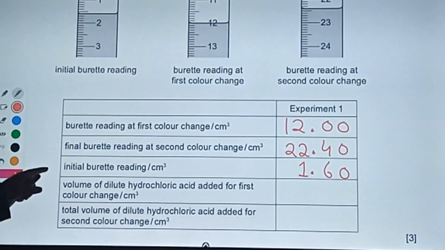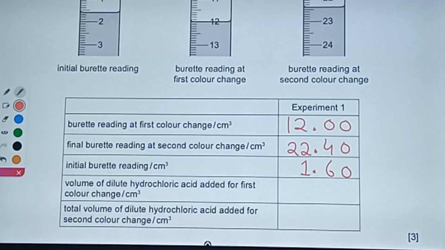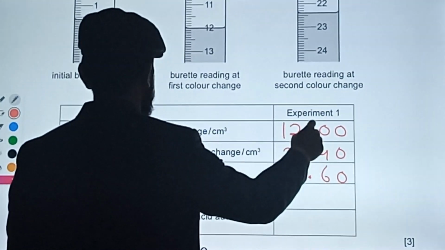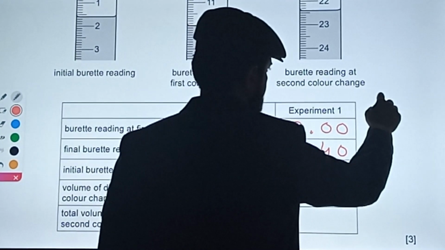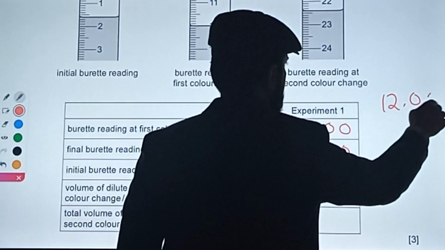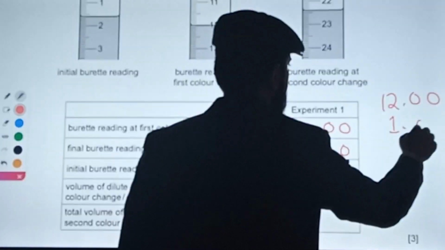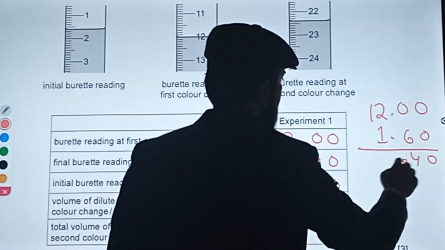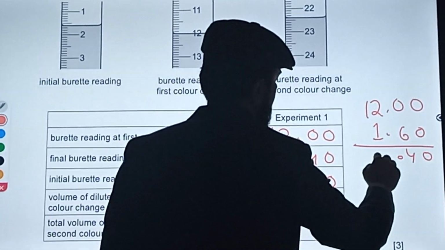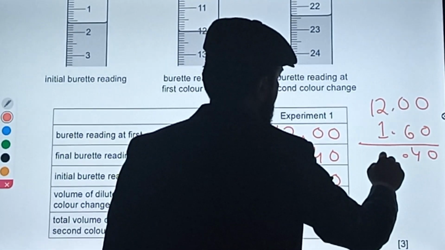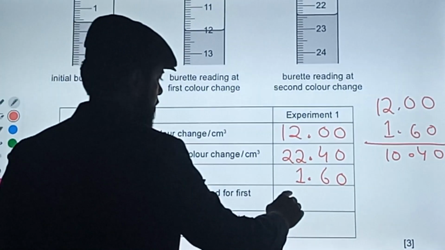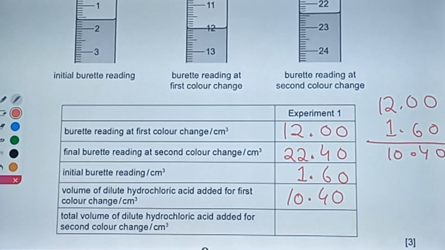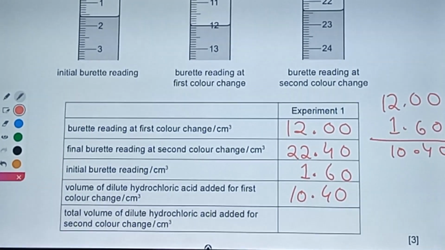To find the difference, it says volume of the dilute hydrochloric acid for the first color change. So we have to find the difference of these two. 12.00 was the final and 1.60 was the initial. So the difference is, we got 0 here, 4 here, and then we have 11, now we have 10. So 10.40.